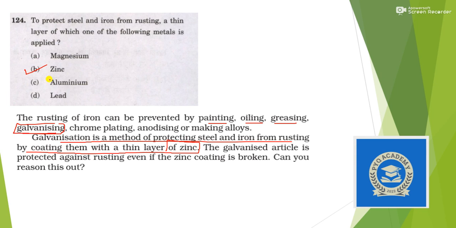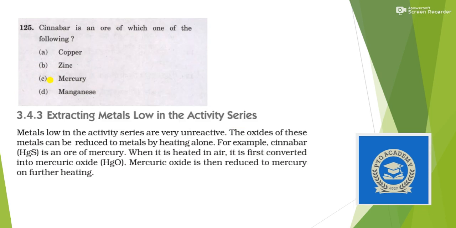Next question is: cinnabar is an ore of which of the following? Cinnabar is an ore of mercury. Here it is given in the same chapter. Cinnabar, HgS, is its formula. Another question can also be formed: what is the formula of cinnabar? That is HgS. So the answer is mercury, option C.